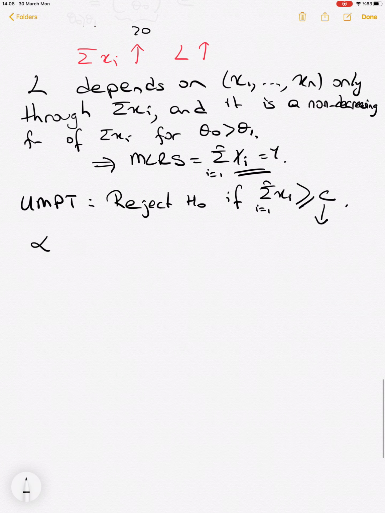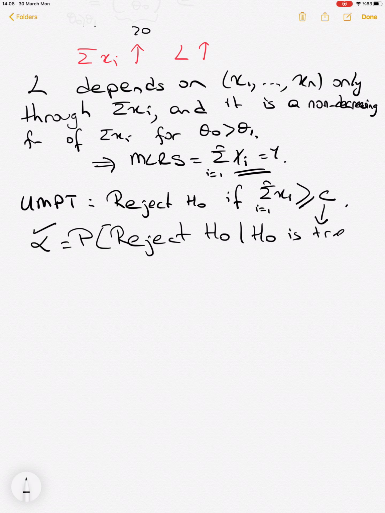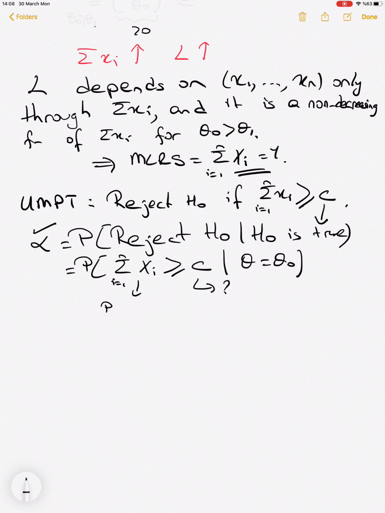So using the definition of alpha here, this is the probability that, again, use the definition of probability of type 1 error, which is reject H0 when H0 is true, right? Okay, so what is the rejection region? Here our statistic summation xi greater than or equal to c, given that theta equals theta 0. Okay, so to be able to find c, we need the PDF of summation xi, right?